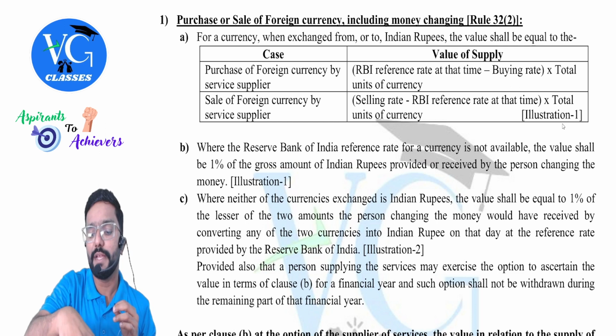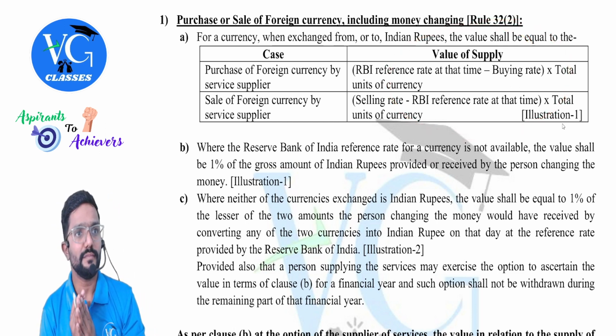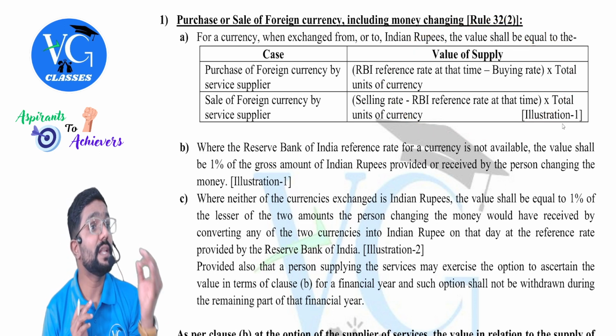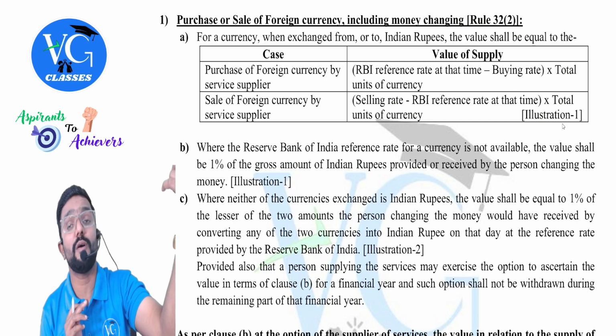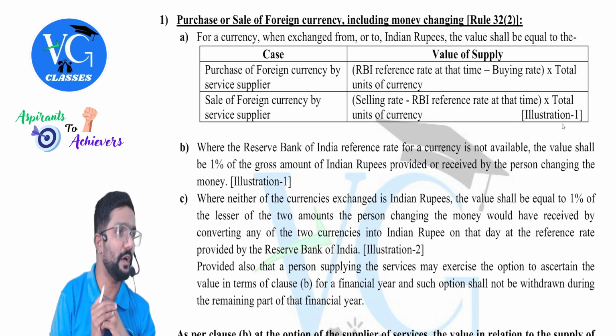Simple. The value of supply given here is nothing but the profit margin for the dealer. You purchase US dollar from me for how much? 90 rupees. When you are selling it, at what price are you selling? 100. So what is your profit margin? 10 rupees per dollar.